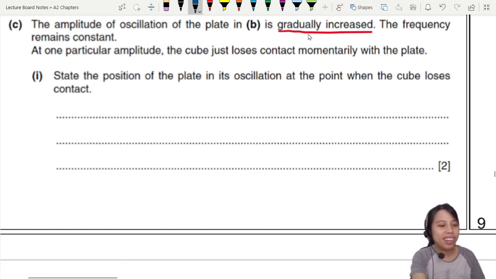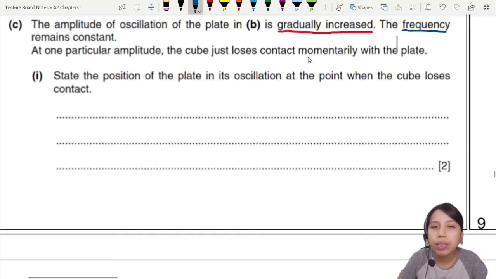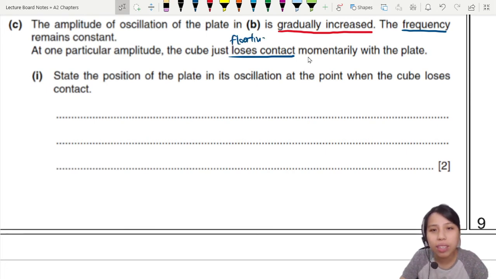However, the frequency remains constant. So at one particular special amplitude, you get bigger and bigger until the point the cube loses contact momentarily with the plate. When you say lose contact, it means like floating, or aka no contact force with the plate, because the cube is on the plate.